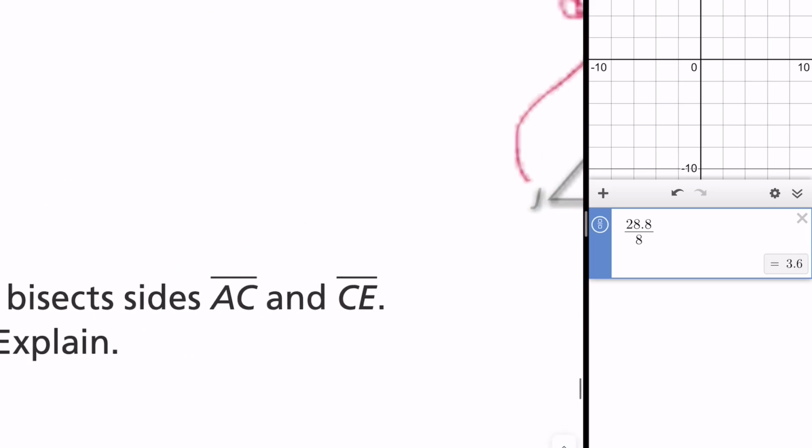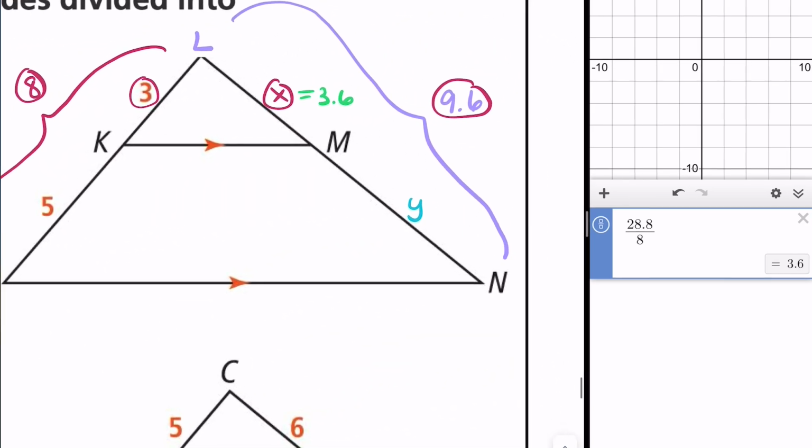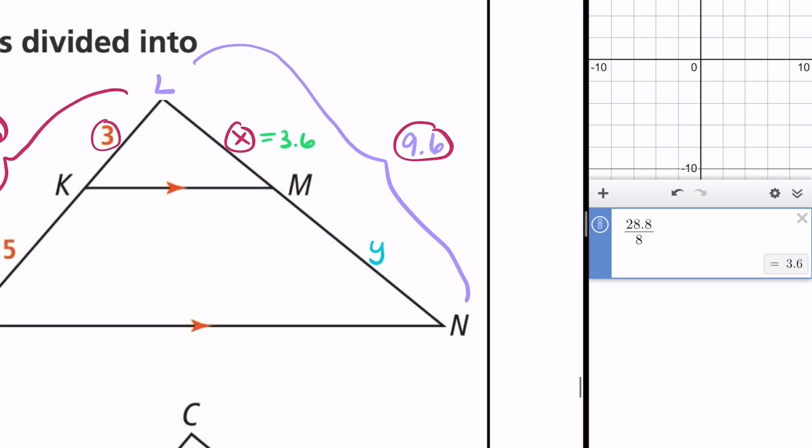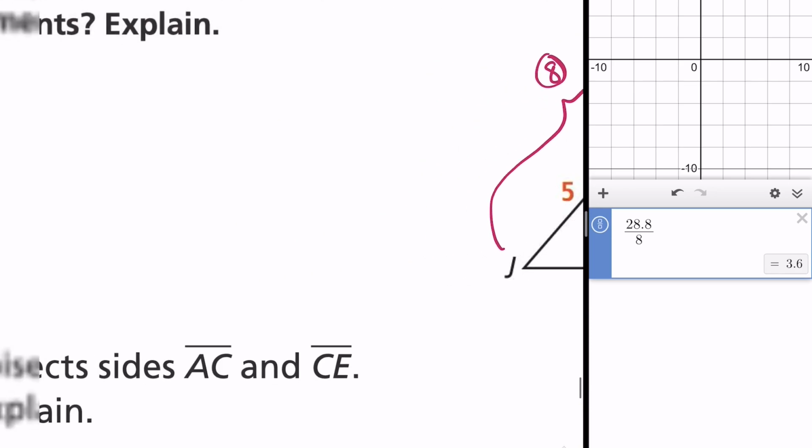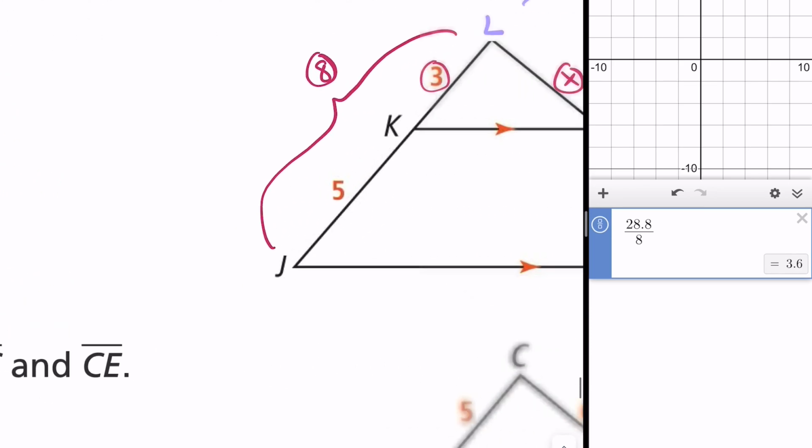And the next one I'm going to solve for is MN, which is as simple as just saying 9.6, take away 3.6, which is 6. So I know that Y will be 6, and MN will be 6. But I'm going to prove it using proportions again, just so that we get the extra practice of proportions.